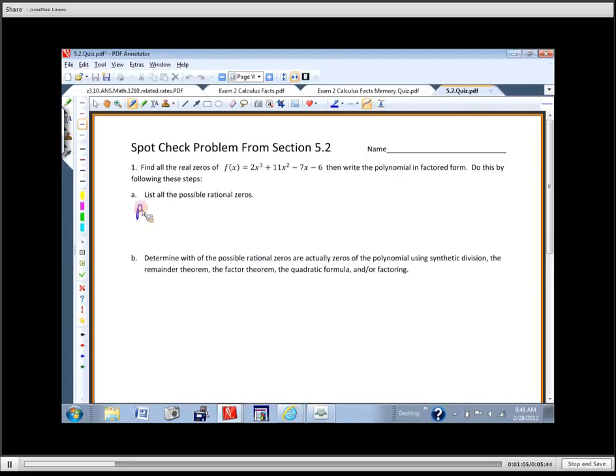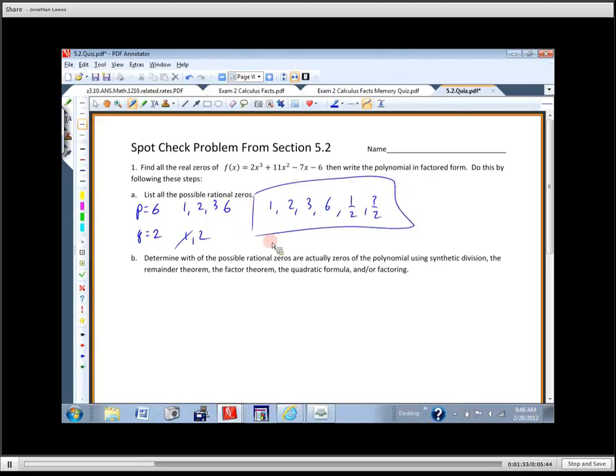So what's P on this problem? 6. Q? Q is 2. So we've got 1, 2, 3, and 6, and 1 and 2. So I'm going to do 1, 2, 3, and 6. That's every one of those over 1. And then I'm going to put each one of them over 2. So that's going to be a 1/2. 2 over 2 is 1. That's in my list. 3 over 2 is 3/2, and then 6 over 2 is a 3. That's already in my list. So here's my list of possible rational zeros. It's got a plus or minus in front of each one of those. Okay, if they did that right, give them 2 points.